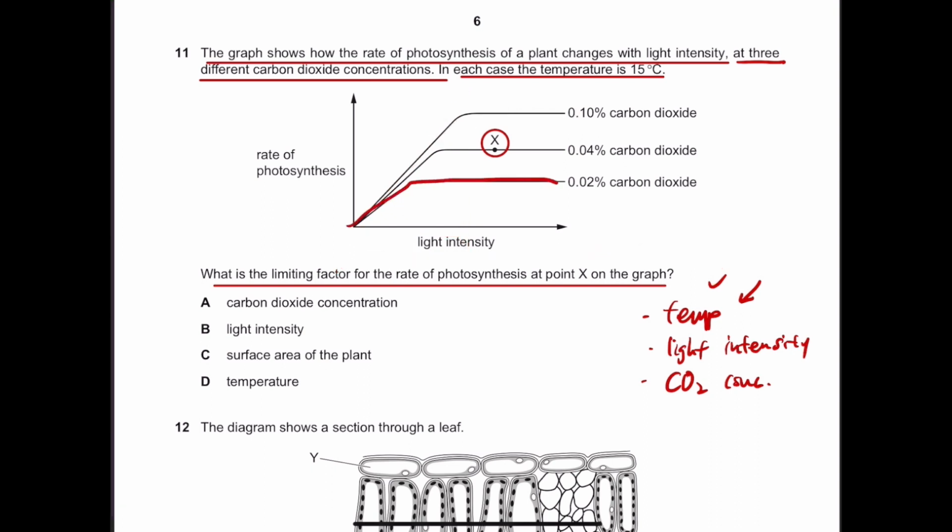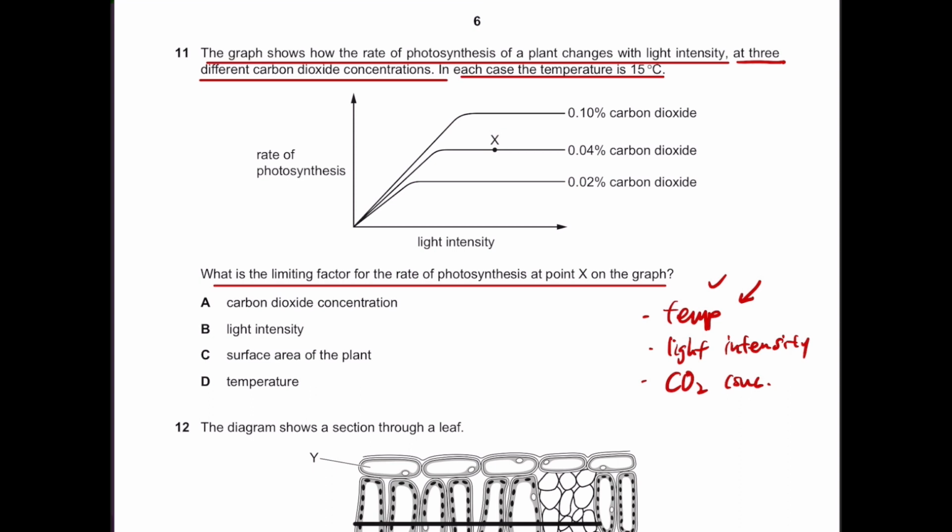For the first graph, of course, from this point to here, the light intensity is no longer the limiting factor because it's not affecting at all. As it gets increased, there's no change. As it gets decreased, there's no change. So light intensity is affecting the rate of photosynthesis only in this part. So yes, light intensity is the limiting factor for this part, but no for the others.